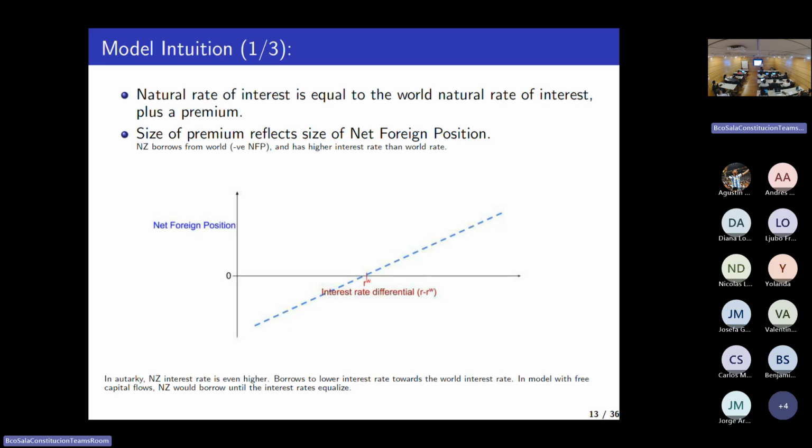So first is how we relate the interest rate differential to the net foreign position. I'll show you the equation later, but essentially the size of the net foreign position is going to be proportional to the interest rate differential. It's like saying when the interest rate differential is higher, capital will flow into New Zealand to try and reduce it. That's the idea it's trying to give. So we have a net foreign position related to an interest rate differential.